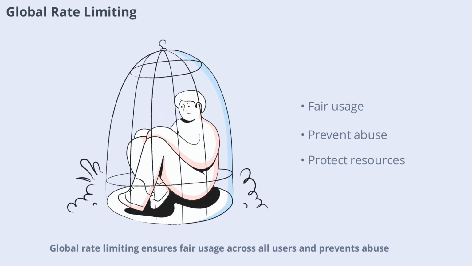Global rate limiting ensures fair usage across all users and prevents abuse. By implementing token-based limits at the gateway, you can control overall consumption and protect shared resources. This is especially important in internal developer platforms or multi-tenant environments.